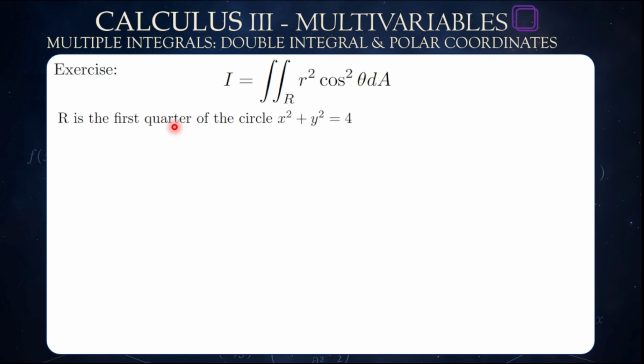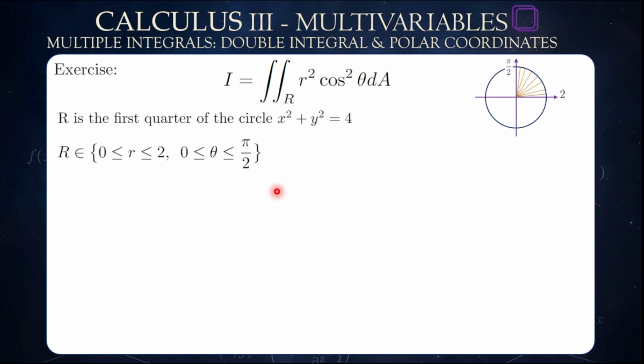Another practice exercise: I equals the double integral over region R of r square cosine square theta dA, where R is the first quarter of the circle x squared plus y squared equals 4. Let's first draw the region. So we have the quarter of a circle, then r travels between 0 and 2, and theta between 0 and pi over 2, because we only have the first quarter of the circle as a region.